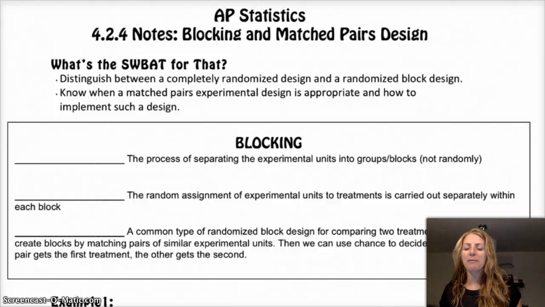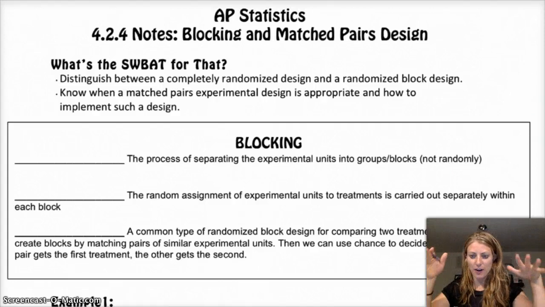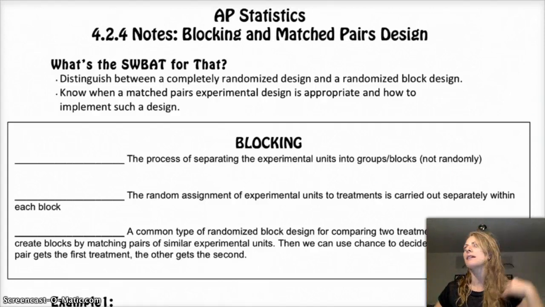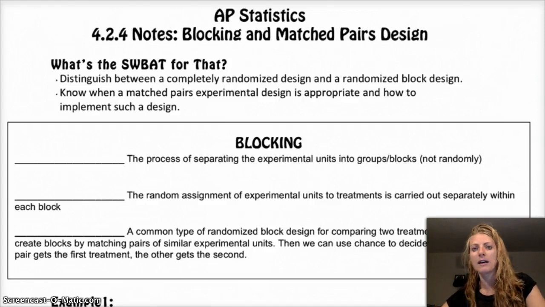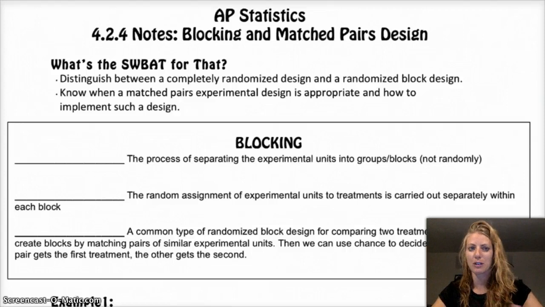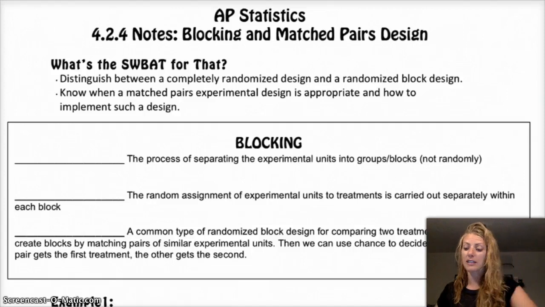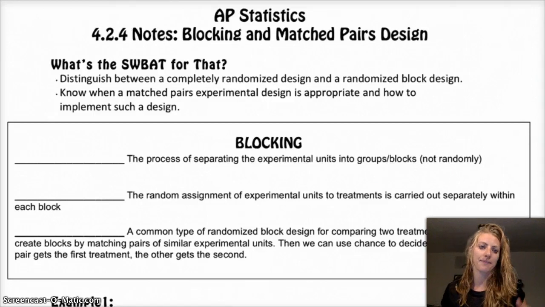We are moving on to Chapter 4, Section 2, Day 4, or Lesson 4, of The Practice of Statistics. We're going to talk about blocking and matched pairs design today. We're still under the category of experiments, and these are different ways to experiment. In the last lesson, we talked about completely randomized experiments. In this case, there's a little bit more organization to the experiment. There's still, of course, randomization because that's necessary, but it's not a completely randomized design.